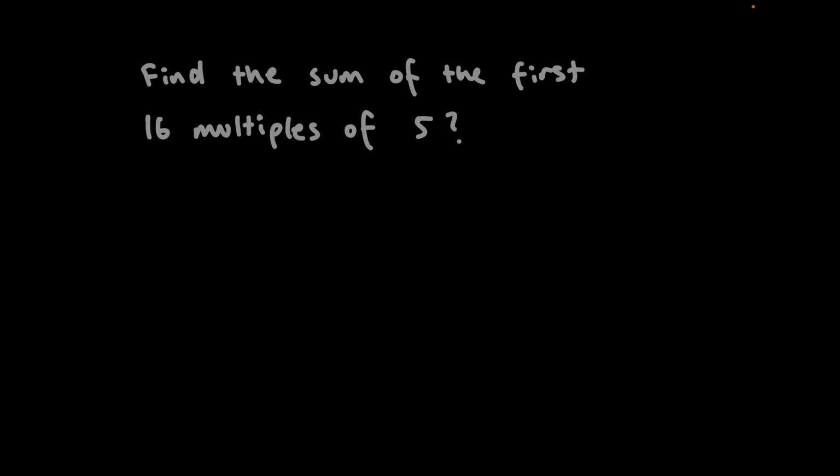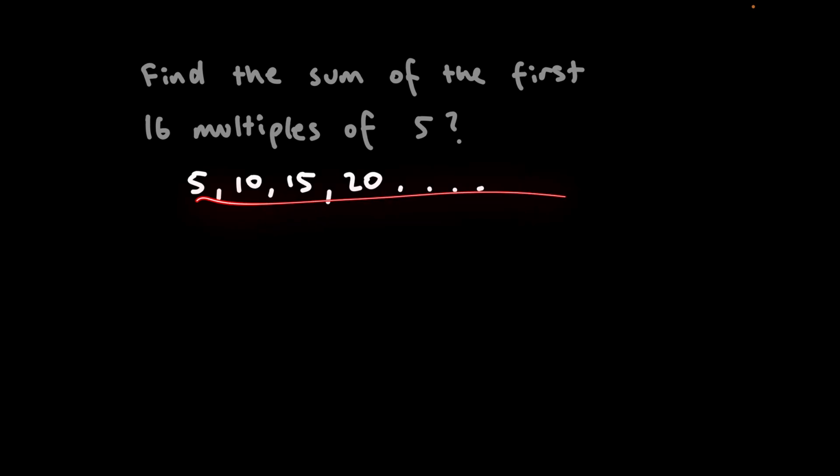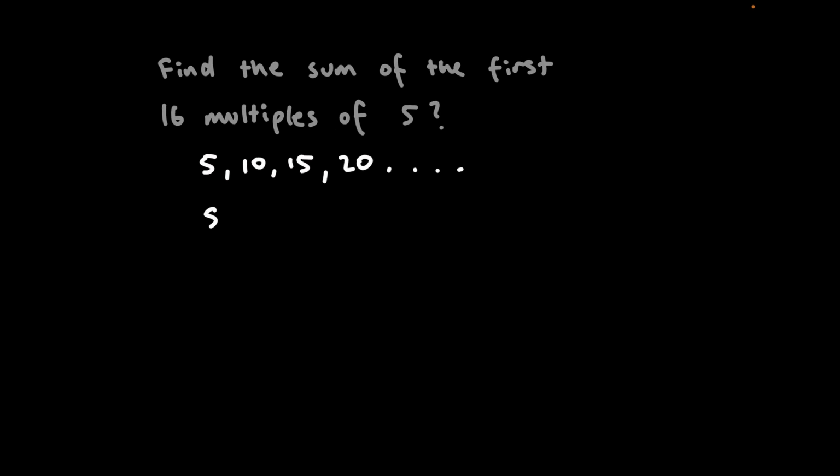Okay, this is our next question. Find the sum of the first 16 multiples of 5. Okay, so multiples of 5 are 5, 10, 15, 20, etc. So we need to find not only what the first 16 are, but then also add them individually, right? I'm not bothered to do that. So what we can do is just employ, again, the arithmetic series. So S n equals n divided by 2, 2a plus d times n minus 1.